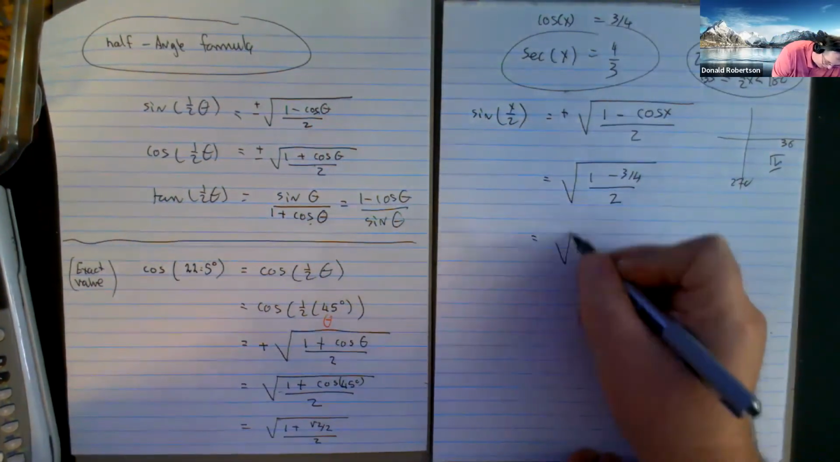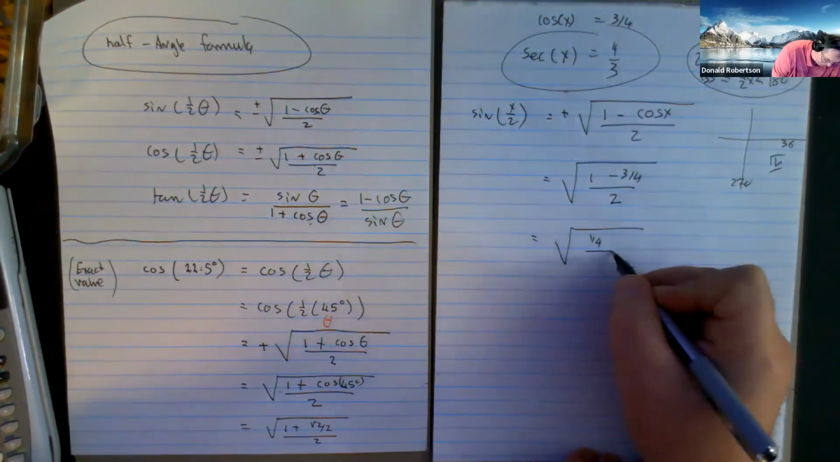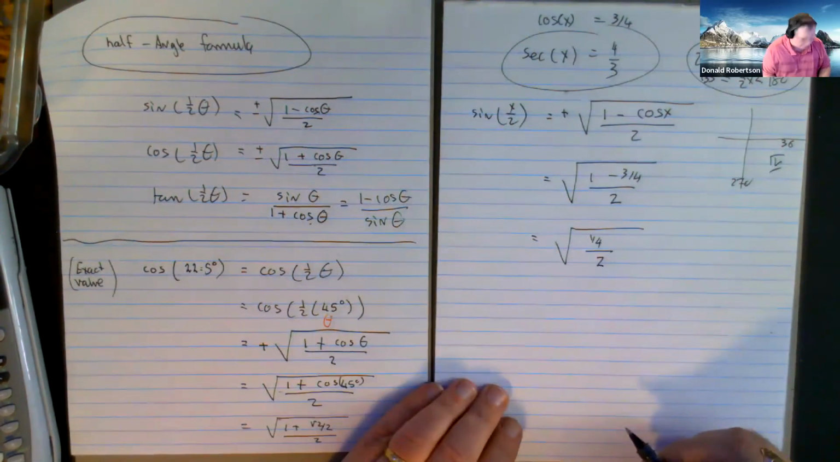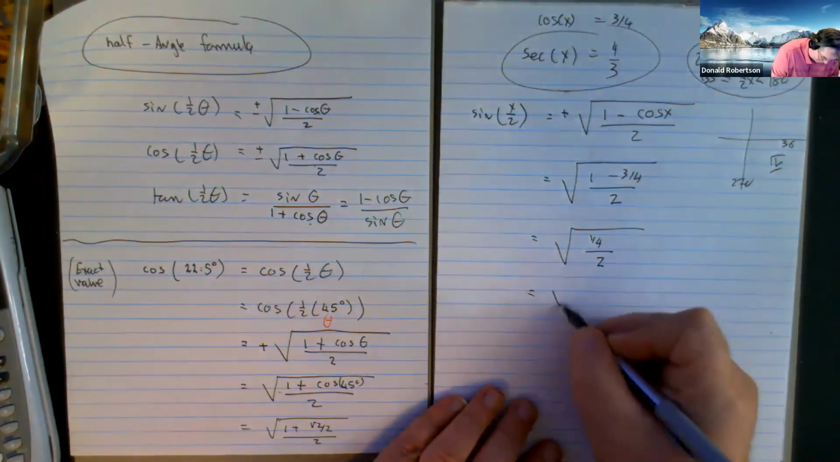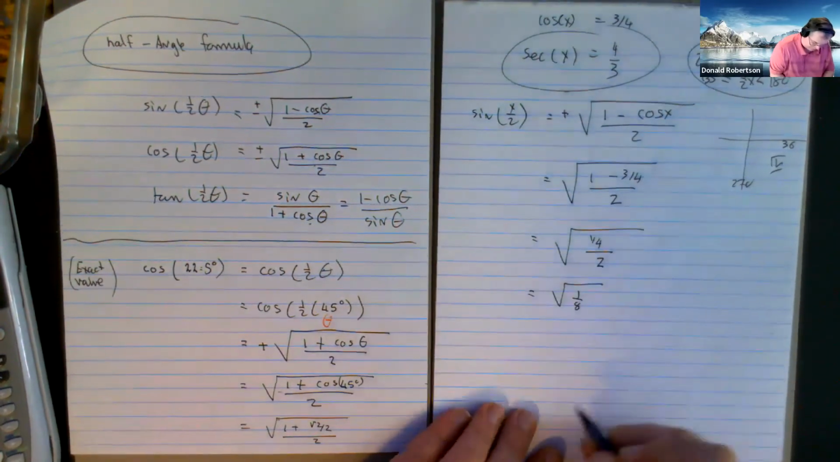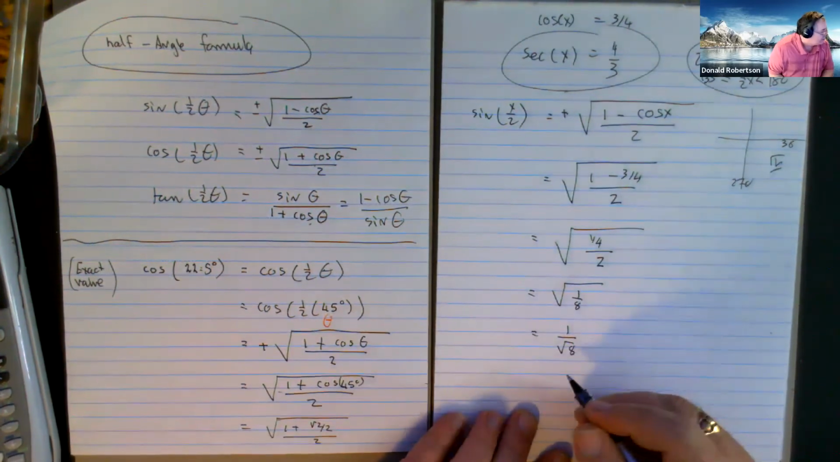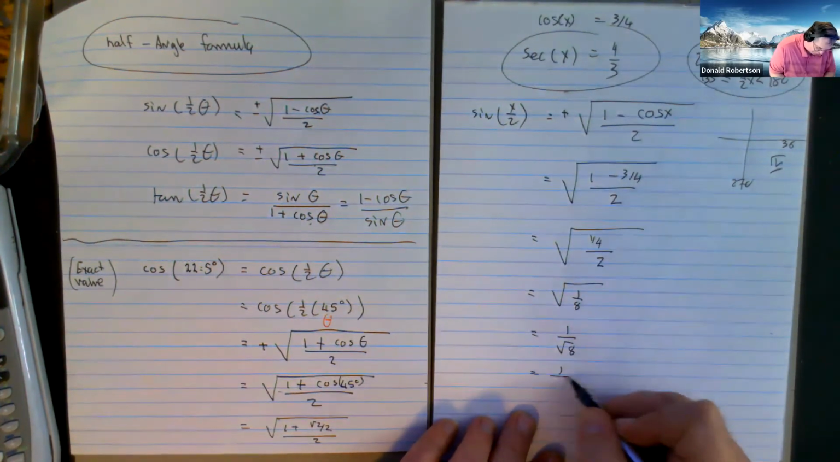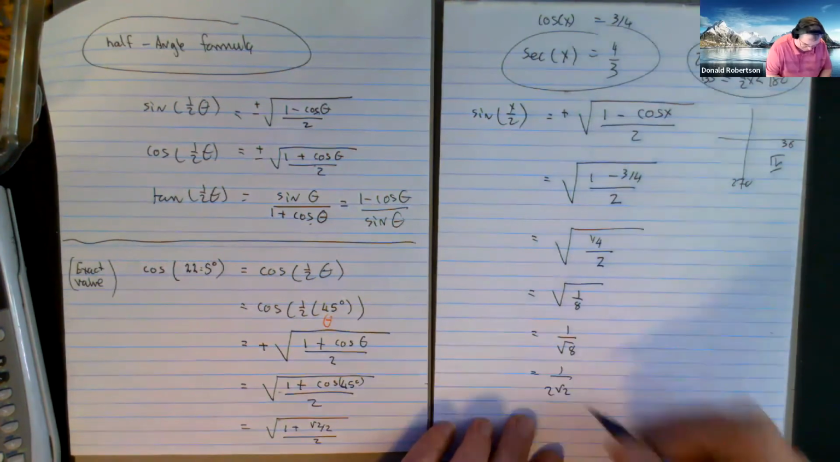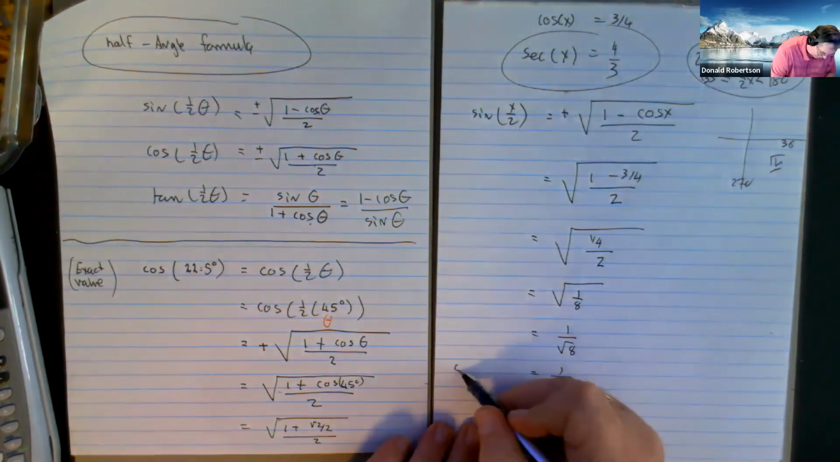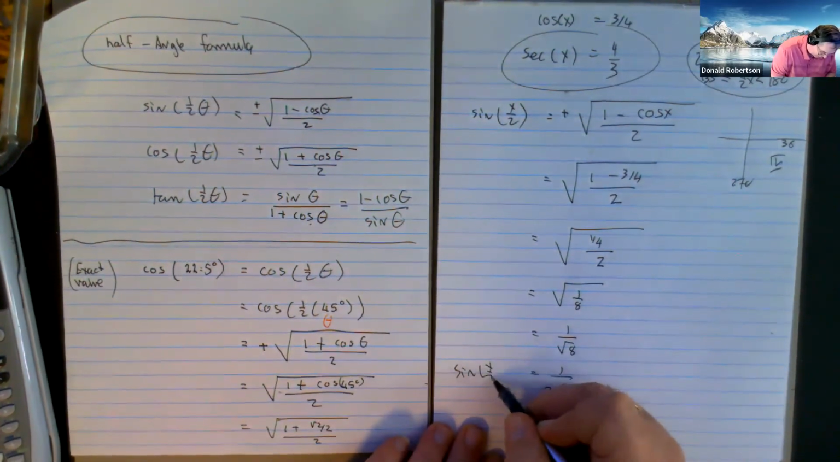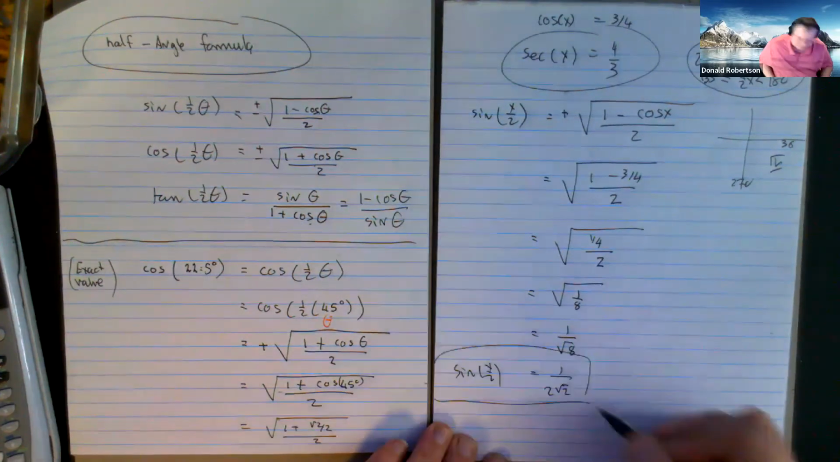So this is going to be 1/4 divided by 2, which is 1/8, so the square root of 1/8, which is 1 over the square root of 8, which is 1 over 2 root 2. And that would have been the answer. I could have tidied up more, but that's all WebAssign was looking for. Okay.